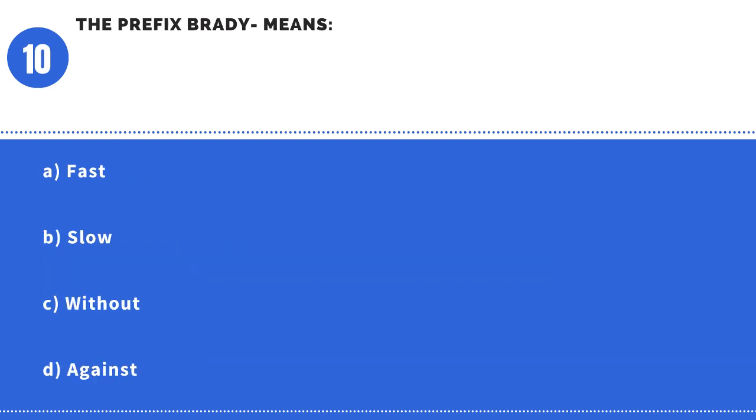Question 10. The prefix brady means A. Fast. B. Slow. C. Without. D. Against.